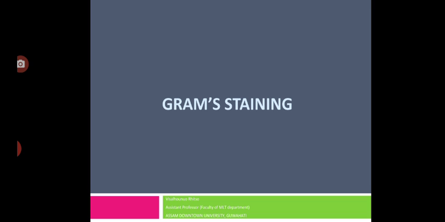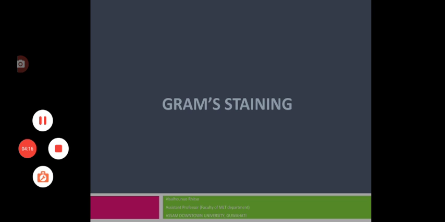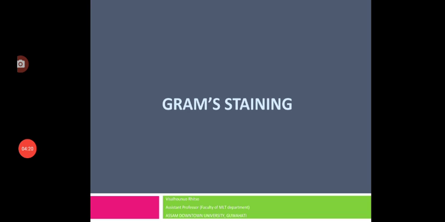So that is the introduction of gram staining. Here in this gram staining, its main purpose is to differentiate all the bacteria that exist into either gram-positive or gram-negative bacteria. In this staining, the primary stain used is crystal violet and safranin is the secondary stain or counterstain.